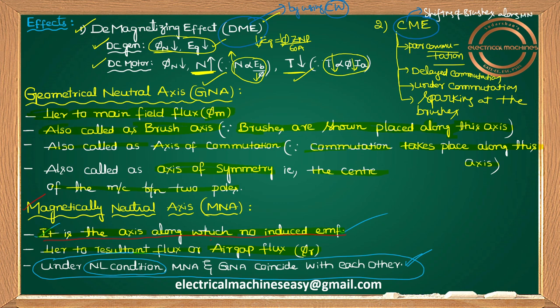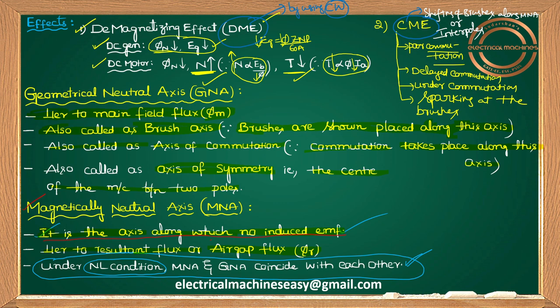This is one method. Okay, and if you want, one more method is there. What is that? Using interpoles. In the next video, we'll be discussing shifting of brushes along MNA. Because of shifting of brushes along MNA, how can we reduce CME? We'll discuss. And what are the problems we are going to face? We'll discuss that. Nowadays, shifting of brushes along MNA is an outdated method. Nowadays, we are using interpoles. Those interpoles also we'll see in the coming videos.